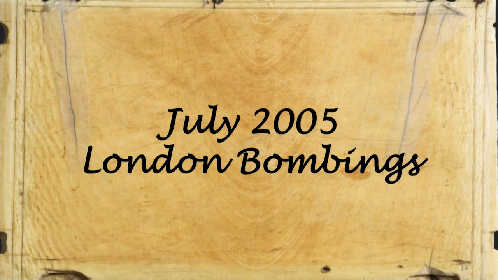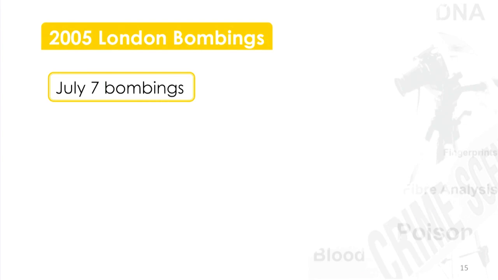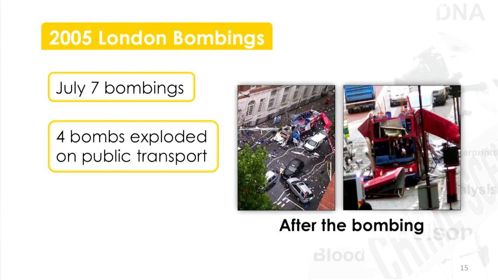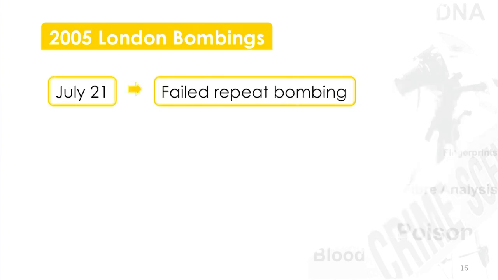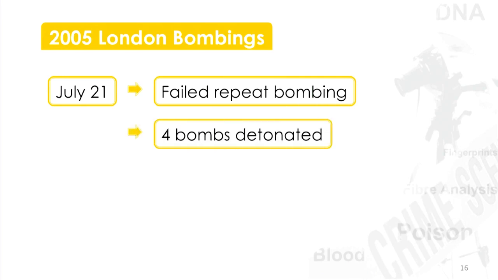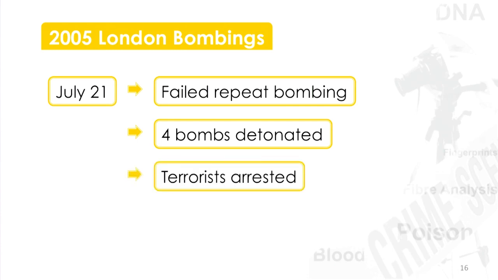Reenactment came in during the trial for the 2005 London bombings. So you may recall that on July 7th, 2005, 4 bombs exploded on public transport in the city of London, causing great injuries and death. In fact, 52 people were killed in that incident. What is less well remembered is that 2 weeks later there was a repeat event. 4 bombs were detonated on public transport, but on this occasion the bombs did not explode properly, and the terrorists could be arrested.